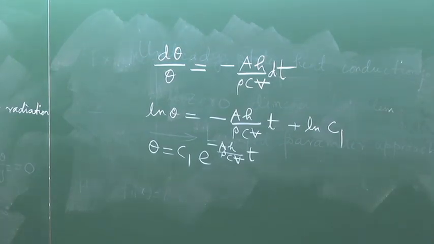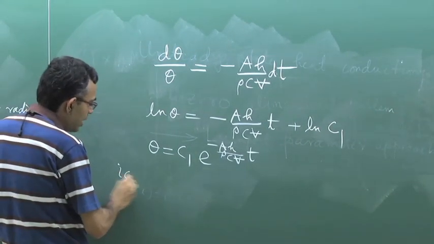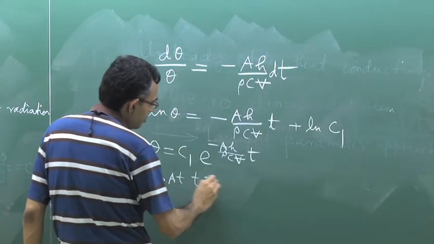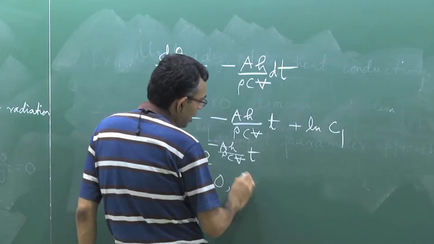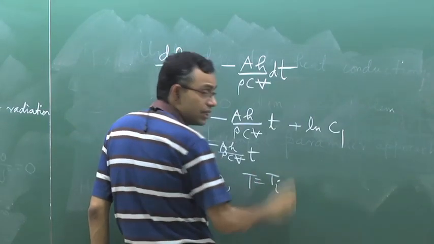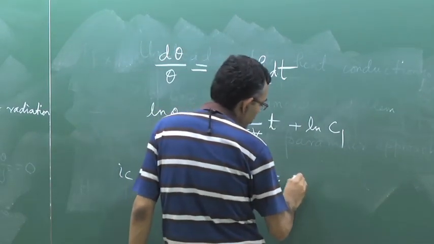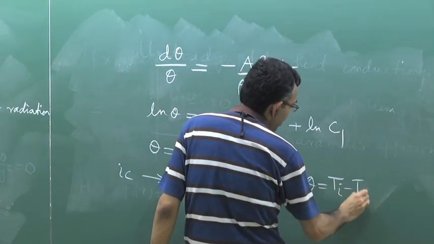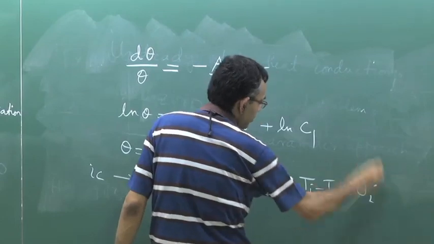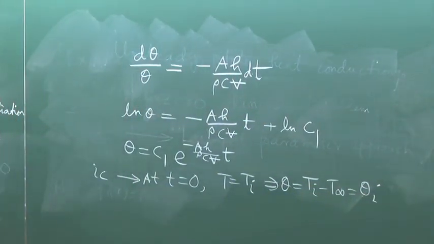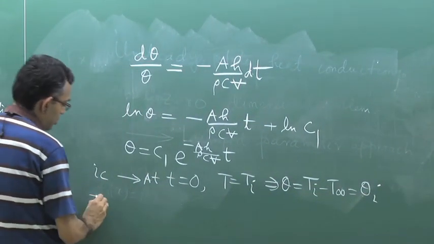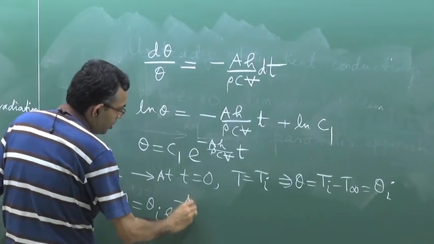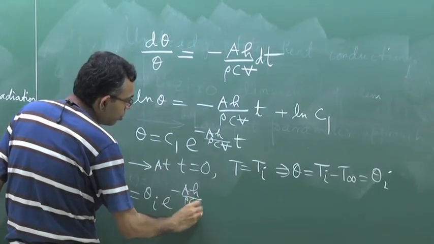How do you get c1? You can use the initial condition. At time equal to 0, T is equal to T i, which is the initial temperature. So theta is equal to T i minus T infinity, that is theta i. So you will get theta is equal to theta i e to the power minus A h by rho c V t.